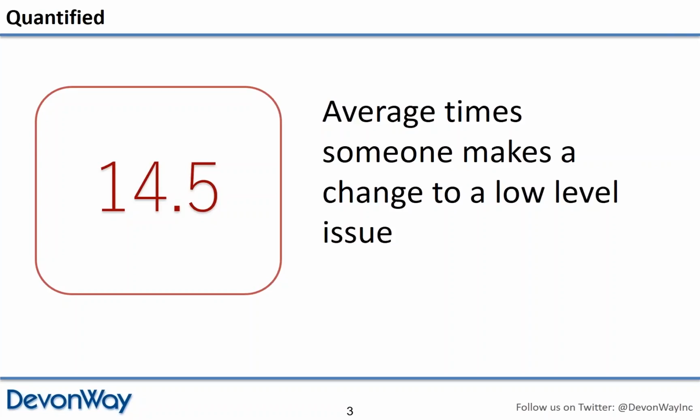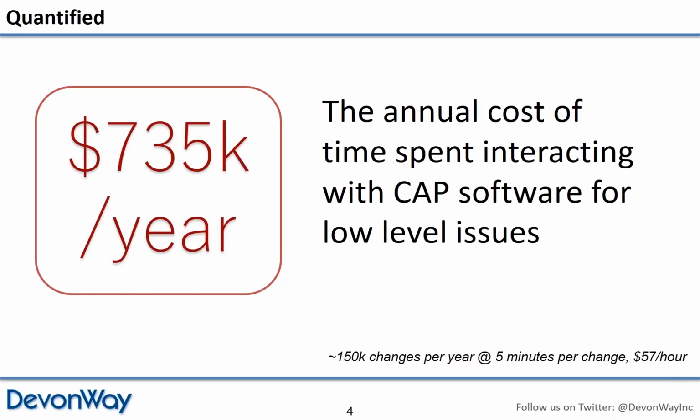But that same level of rigor applies to low-level issues too, even though, at least with the customers I've worked with, we've spent a lot of time trying to make the system easier for them. We're still spending a lot of time making changes. To quantify that into dollars and cents, if you take the number of changes on low-level issues and assume about 5 minutes per change, in a typical customer of ours, over the course of a year, that adds up to about $735,000 of time spent just making changes to low-level issues.